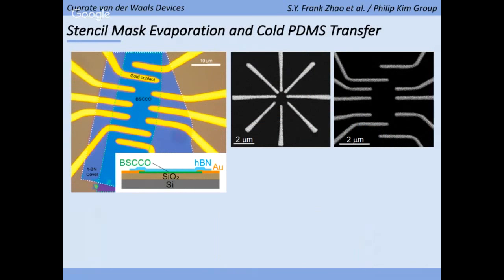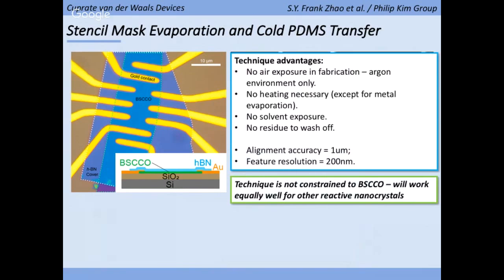Just to give a shout out to this technique, we can manufacture things on the order of about 200 nanometers in resolution using a focused ion beam to make the mask. And we can align it to roughly one micron accuracy to any flake on any flat substrate. During the whole process, we don't heat anything except maybe during evaporation, and we don't do any chemical exposure at all.